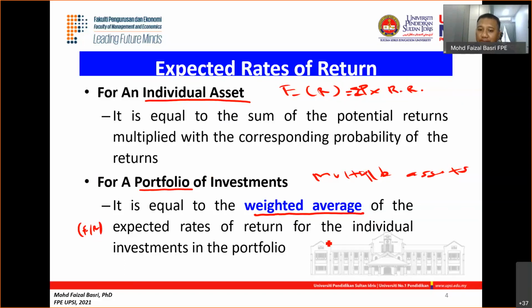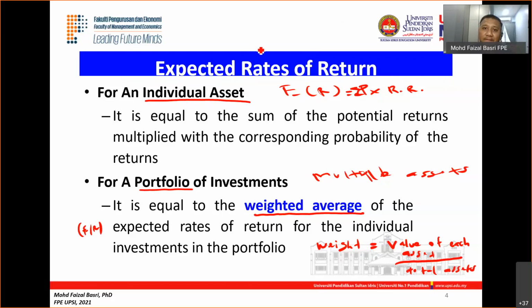Okay, so the weights will be represented by the value of each asset, and we divide each by the total assets. So that's how we measure the weights for each investment in the portfolio.